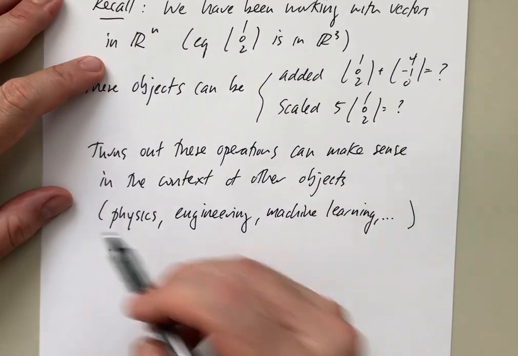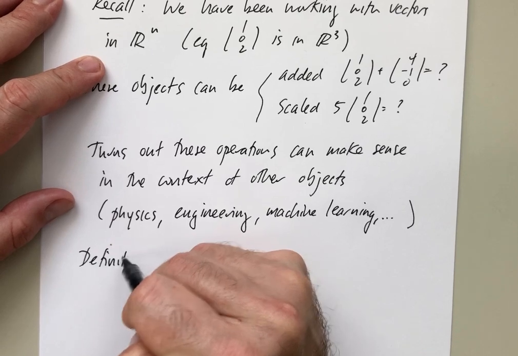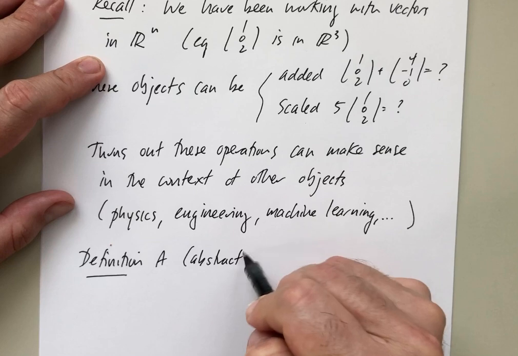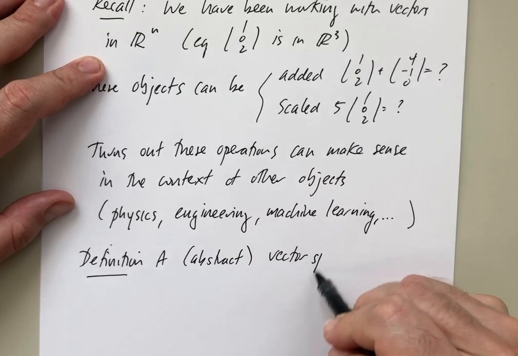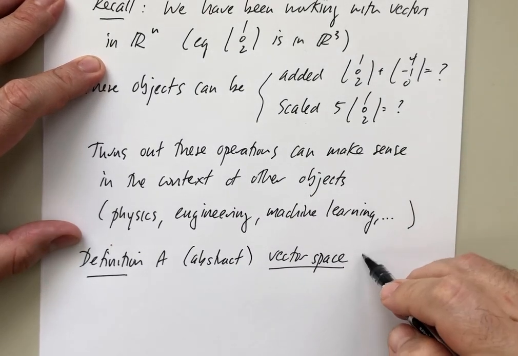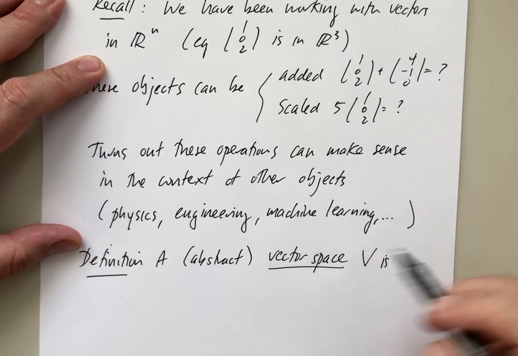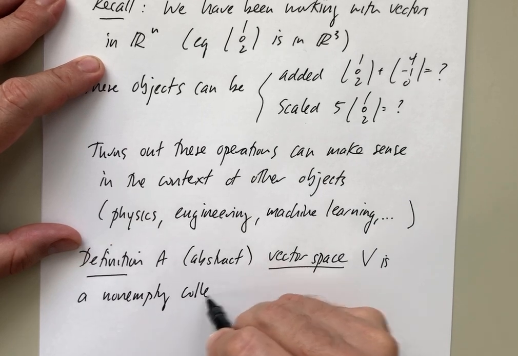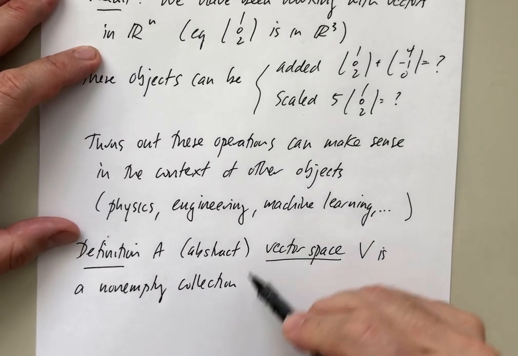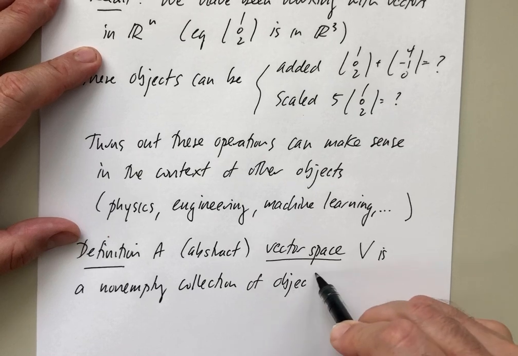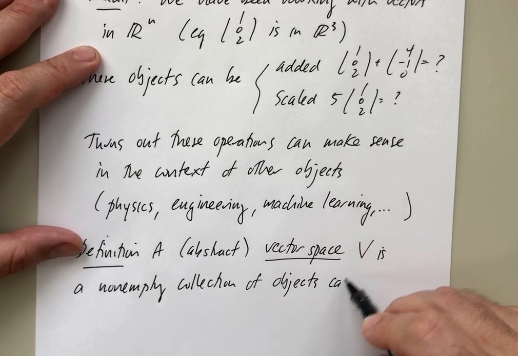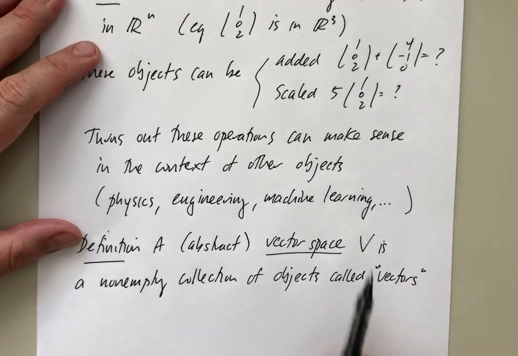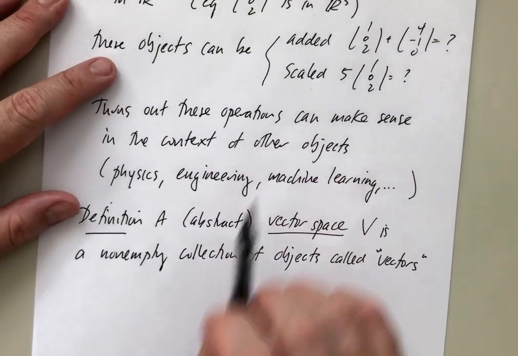So let me actually make a definition now. Abstract vector space. I'm going to define what a vector space is. So let's call it V. This is going to be a non-empty collection of objects that we call vectors. Okay, so these are abstract objects. We're going to call them vectors, right? They're not necessarily these lists of numbers.